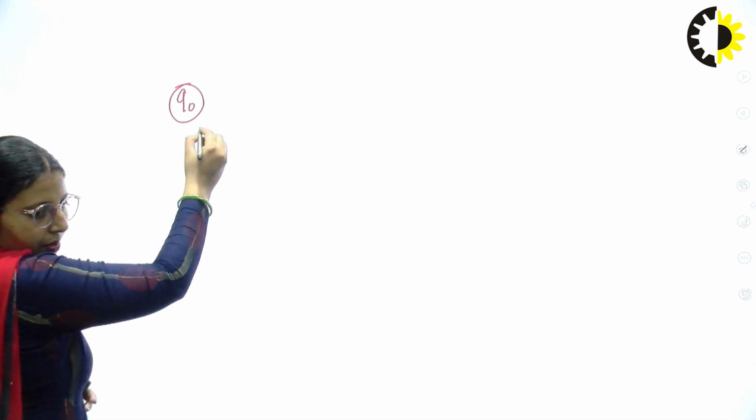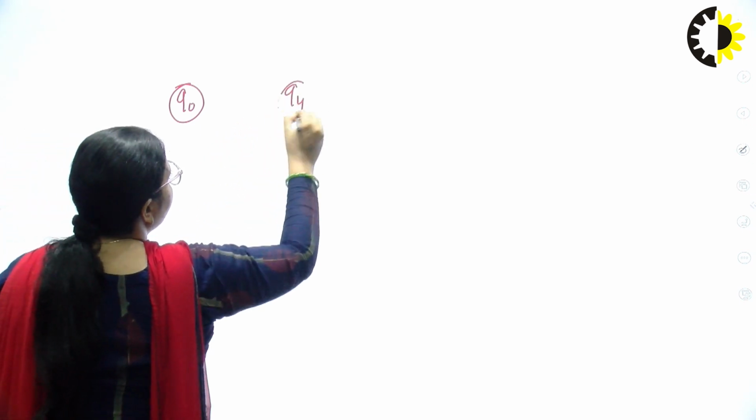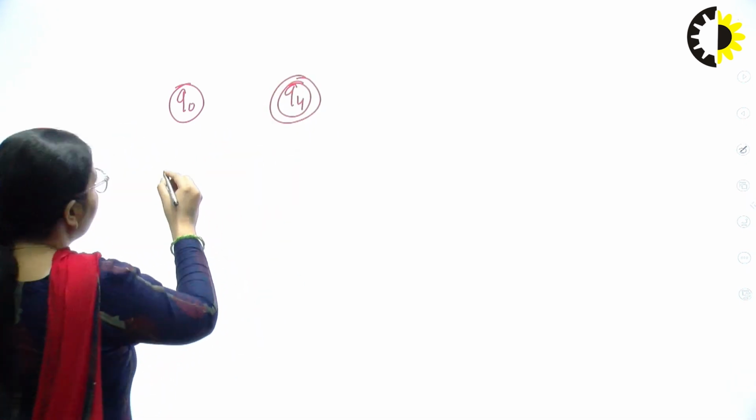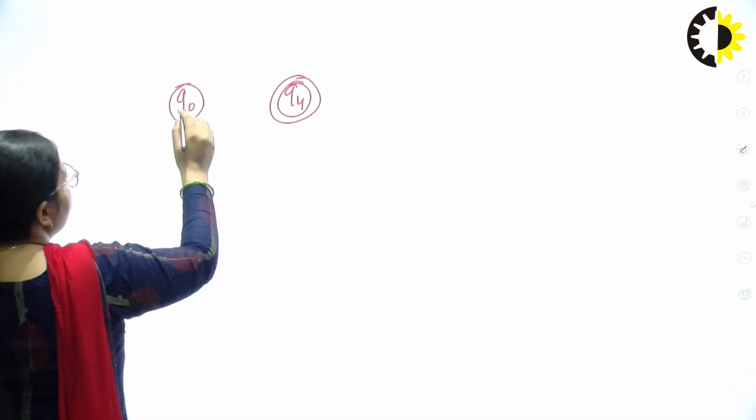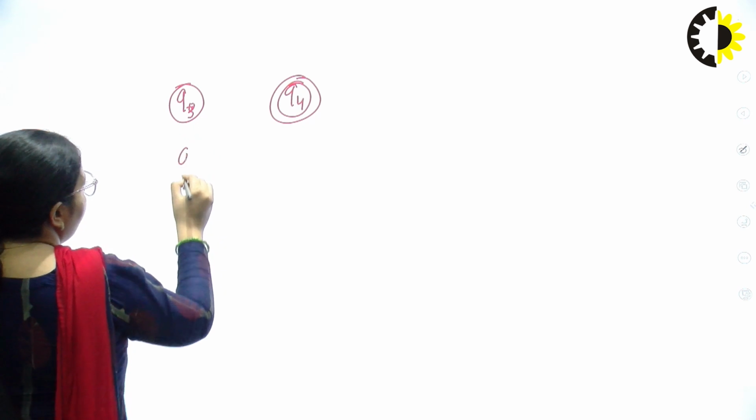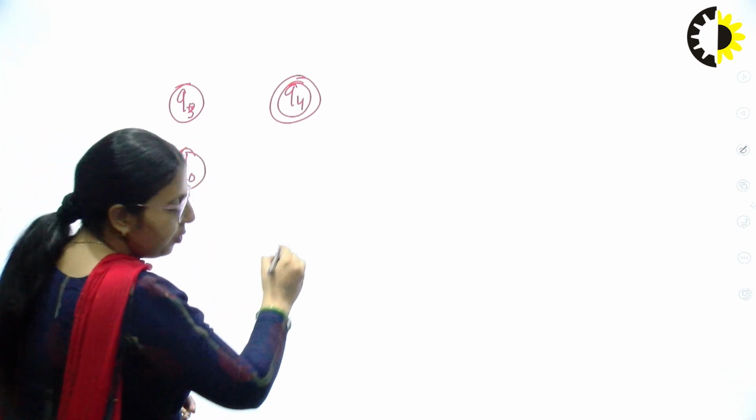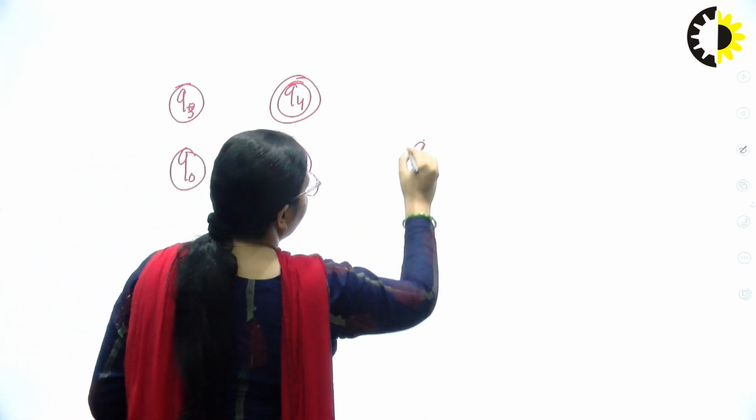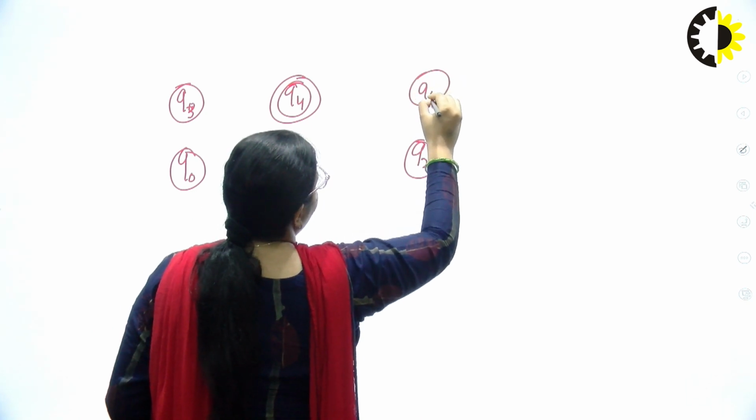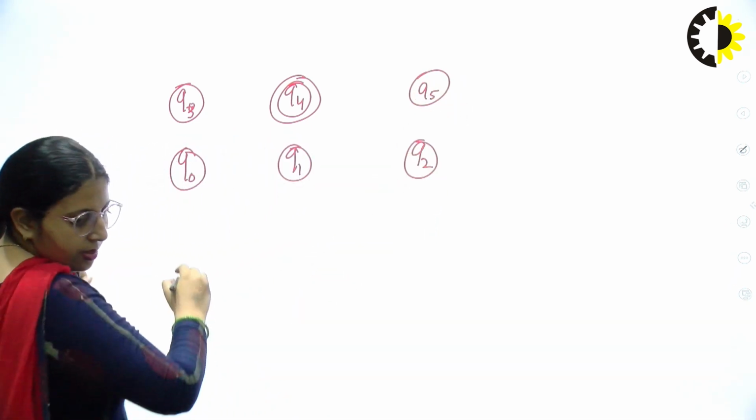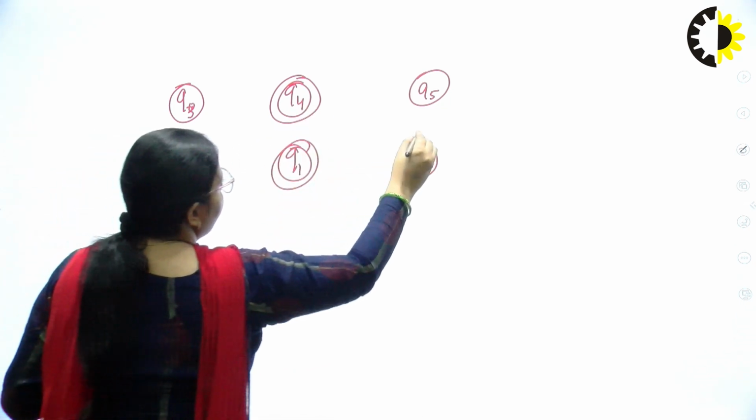There is a question for you all. You have to minimize this given DFA using the equivalence theorem. Q0, Q3, Q4, Q1, Q2, and this one is Q5. This is the initial state. This one is final, this one is final, this one is final.